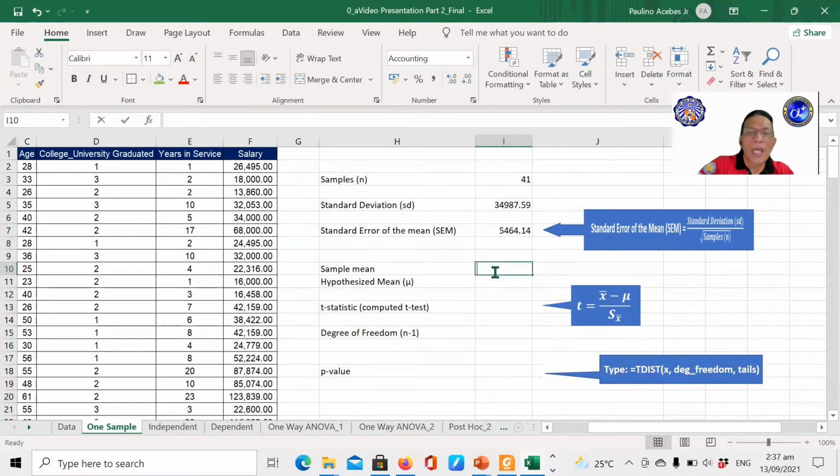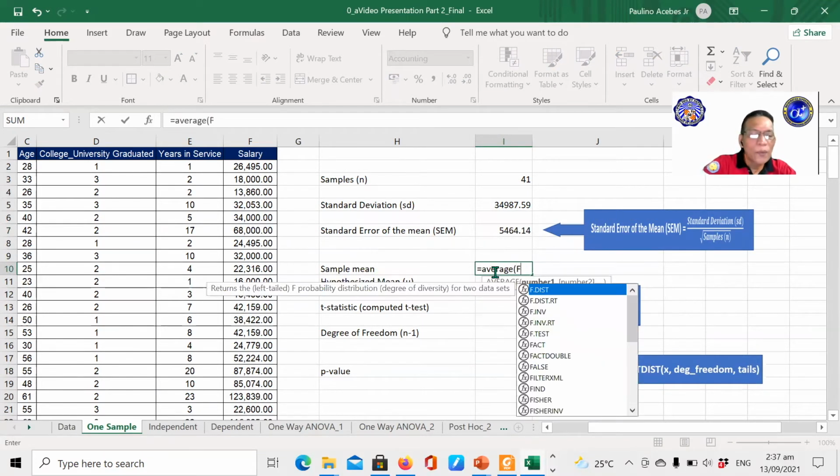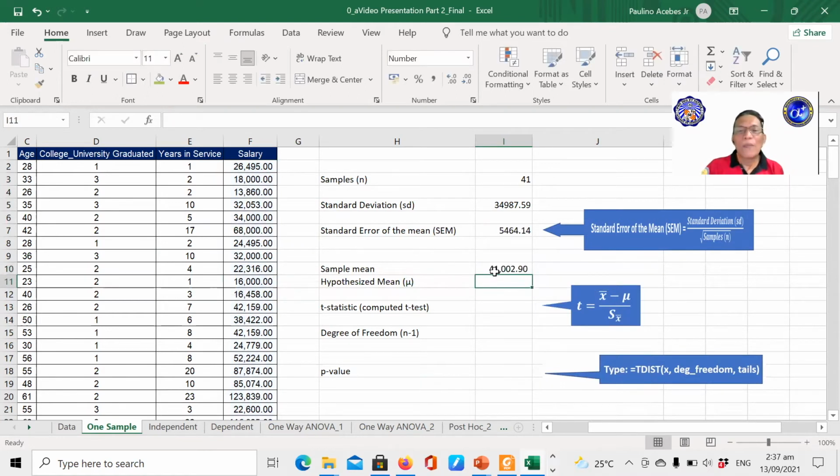By this time, we can now compute for the sample mean of the data. So we type equal and then type average, and from F2 until F42. Okay, the sample mean here is 41,002 and 90 centavos.